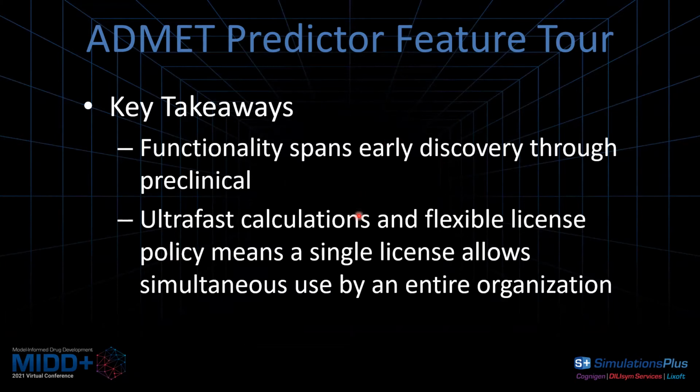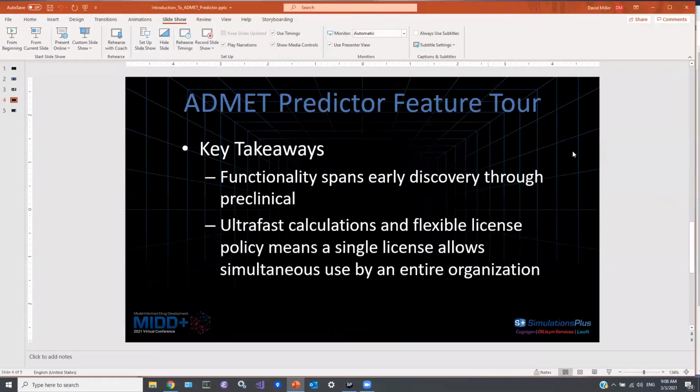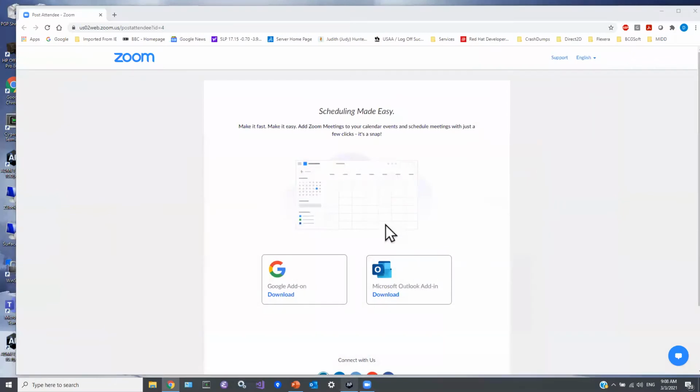And then second, the very fast calculations and the flexible license policy means that a single license allows simultaneous use by an entire organization. A license is not required to start the software, open a data set, and perform a lot of basic analyses. And where a license is required, we are liberal in allowing it to be checked back in and made available to others while you continue your work until the next time you need to perform a checkout. Okay, so with that, I'm going to bring up ADMET Predictor.